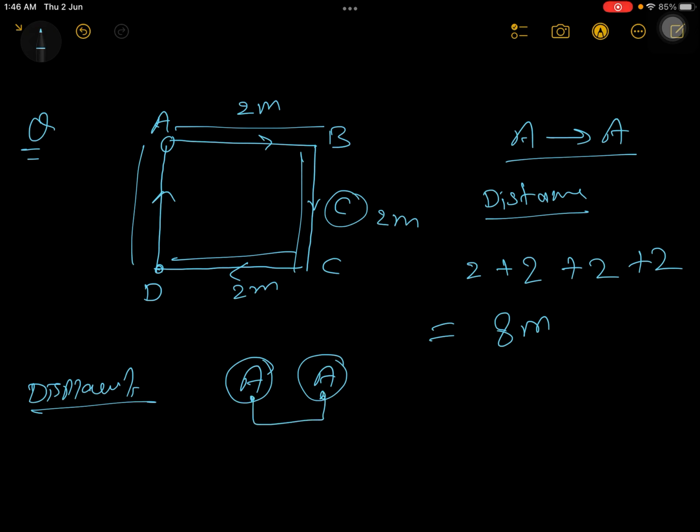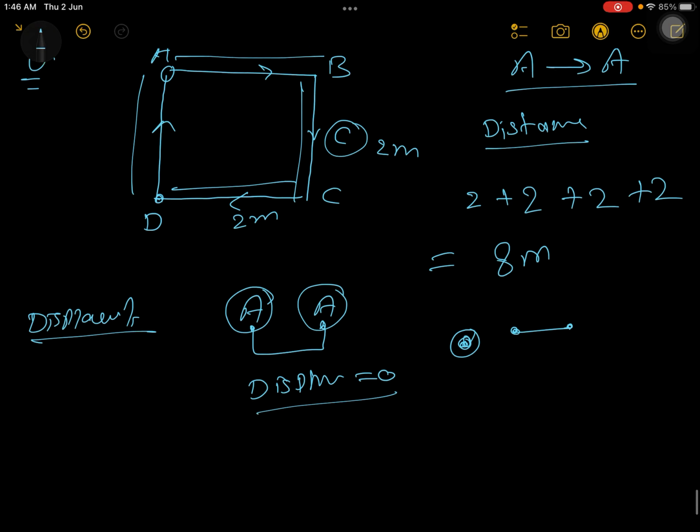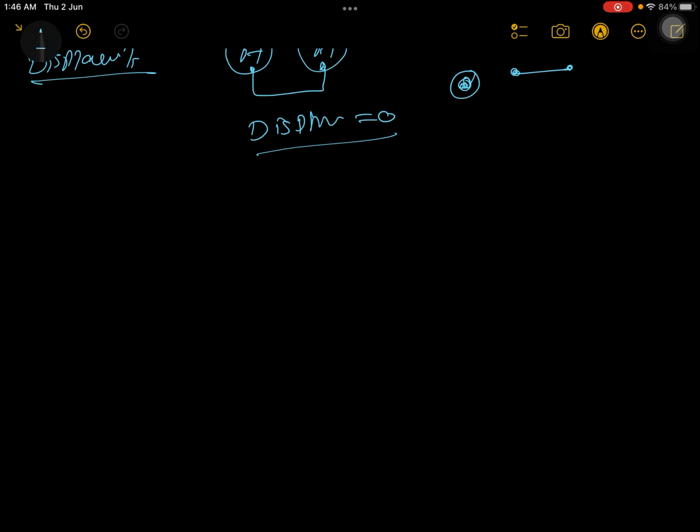It means what? You cannot draw any straight line because you are at the same point. If A is here and one point is there, then only you can draw a straight line. So you cannot draw a straight line because your displacement is 0. So you will say your displacement is equal to 0. I hope it's very clear. Now let's solve one more problem.